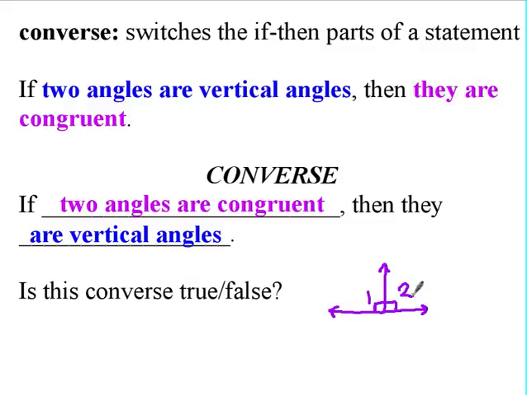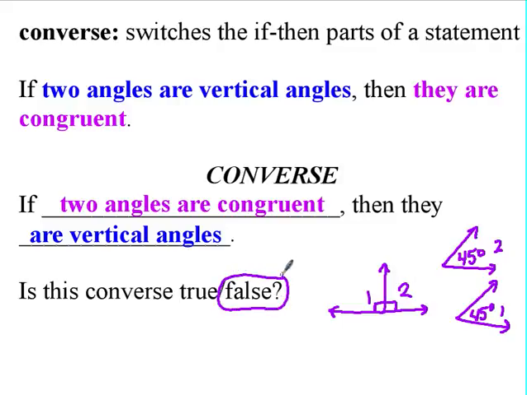Another thing you could do: there's angle 1 and 2. They're congruent, but they are sure not vertical. So this statement works part of the time, but since I found a counterexample, this is false, because I only needed to find one.